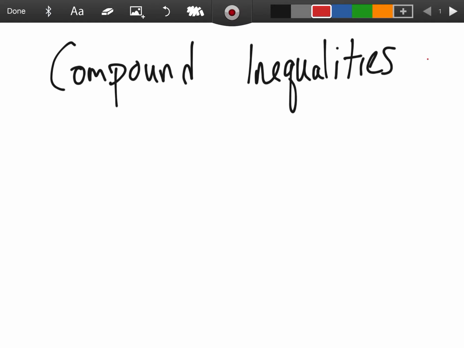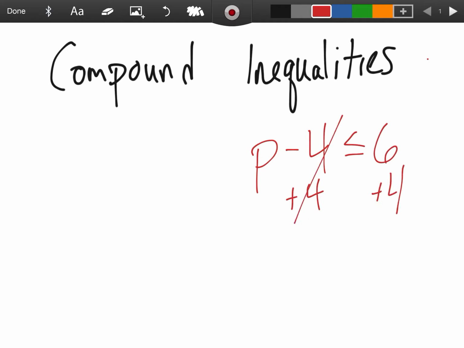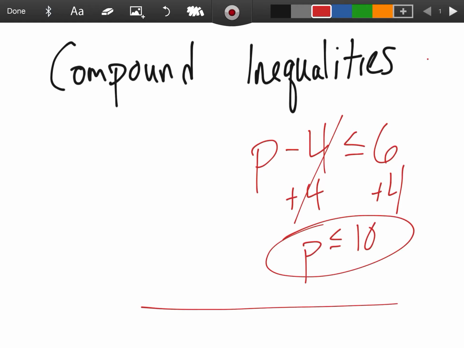So recently we've been dealing with solving just basic inequalities, such as p minus 4 is less than or equal to 6. To solve this, all we're going to do is isolate the variable. So we are going to use those inverse operations. Whatever I do to one side, I must do to the other side. So I'm left with p is less than or equal to 10. So this tells me all of the values that p can be. It's anything less than or equal to 10.